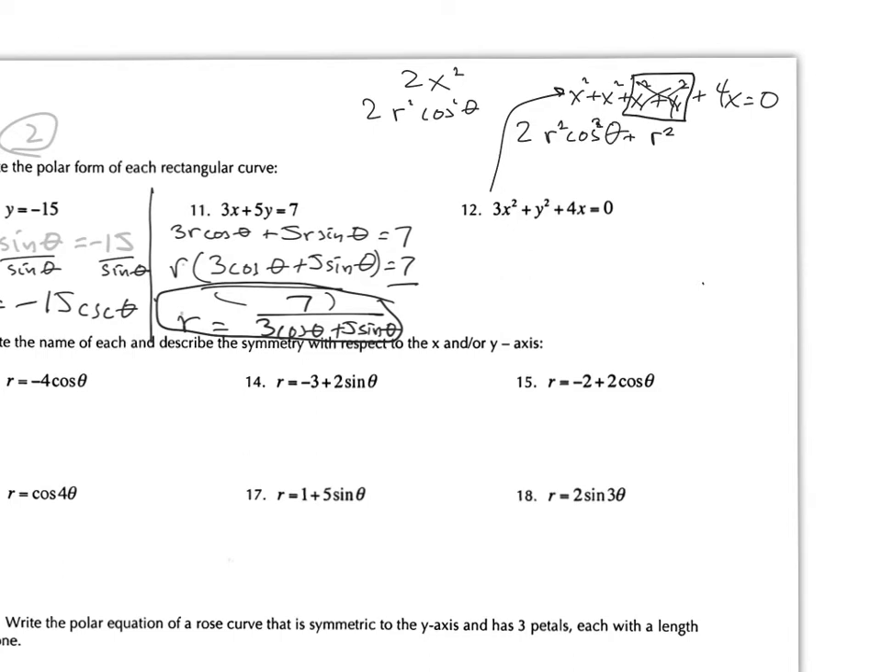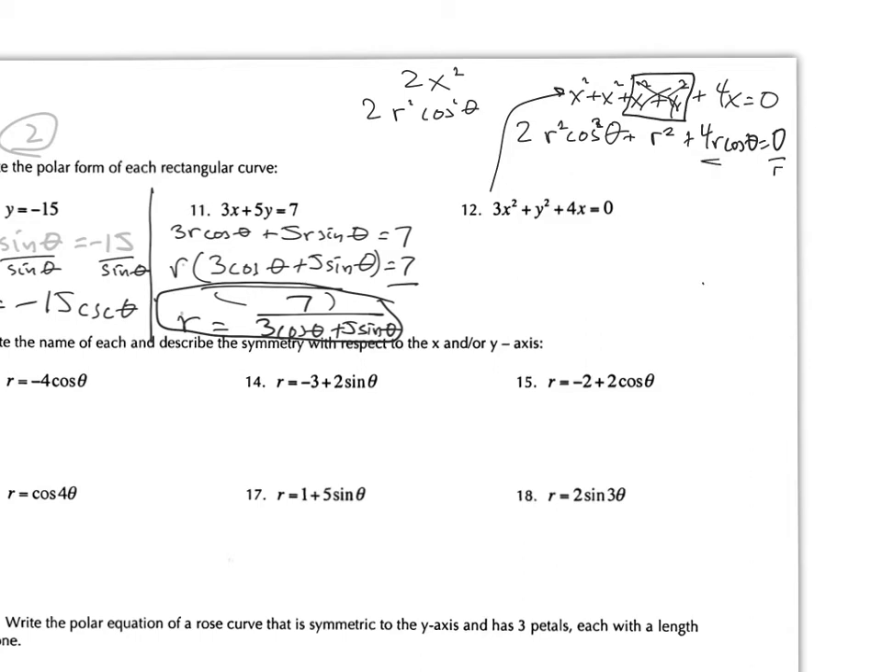The 2 is not squared. There's 2 x's, so there's 2 of these r squared cosine squareds. And then, of course, the x here is another cosine theta. We have no y. This is weird. Okay, so sorry about that. Got distracted. So this is going to be 4r cosine theta equals 0.